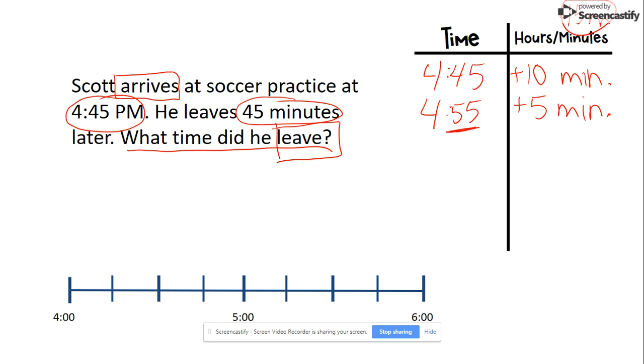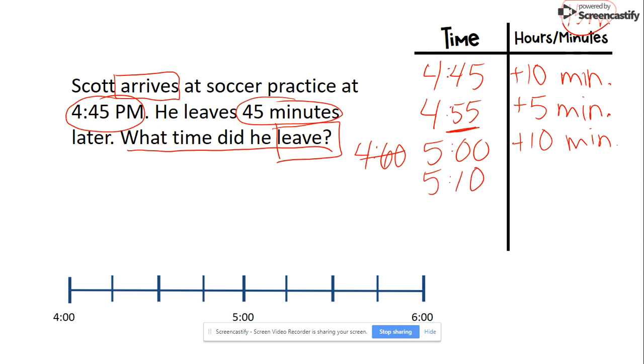And some kids get caught up in just adding that minutes, and they write 4:60, but of course that's not a real time. And we need to think about what hour is going to come next after 4 o'clock. So at 4:55, when that hour is up, it's going to then be 5 o'clock. So I'm going to go back to adding 10 minutes now. So 5 o'clock plus 10 minutes would put me at 5:10.